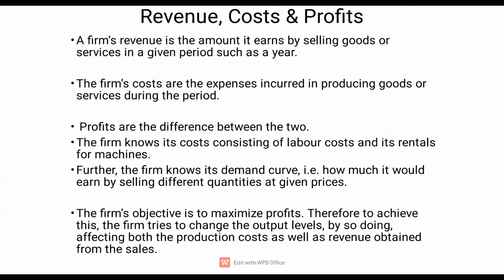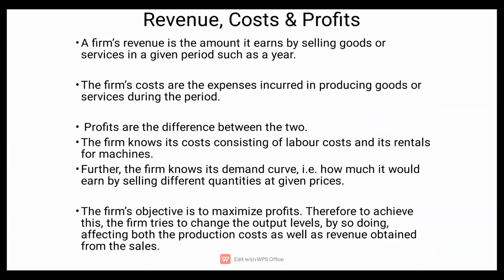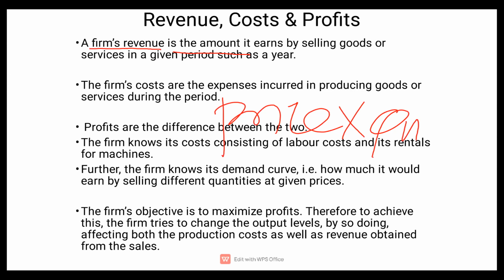All right. On the issue of revenues, what is revenue? The revenue of the firm is basically the amount that the firm earns by selling goods or services in a given period of time, let's say a year. Whatever amount you earn is called the revenue of the firm. How do we find revenue? Those are just important things. Revenue is basically price times quantity, or output if you want.